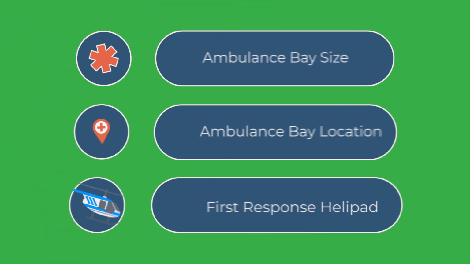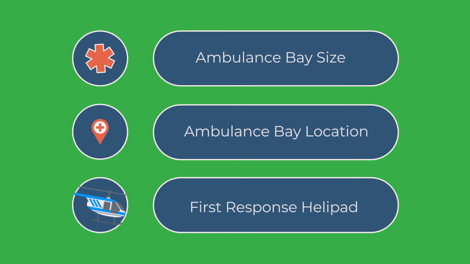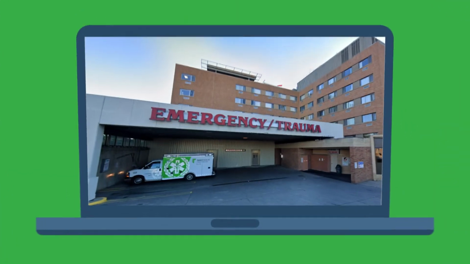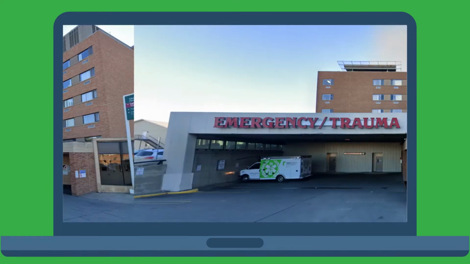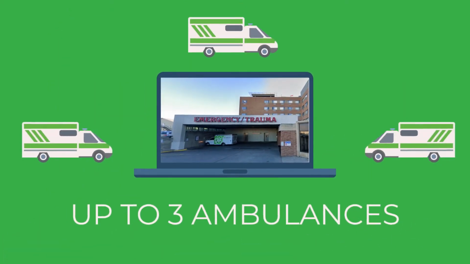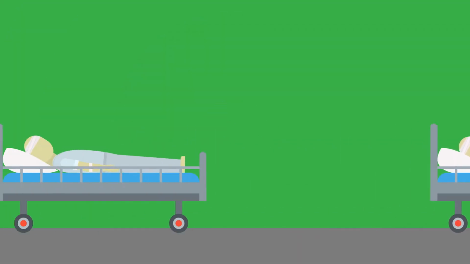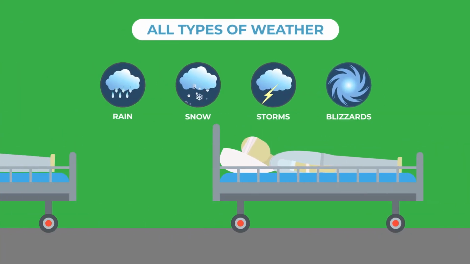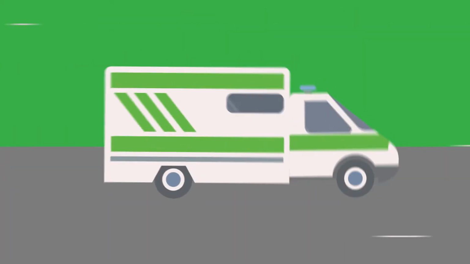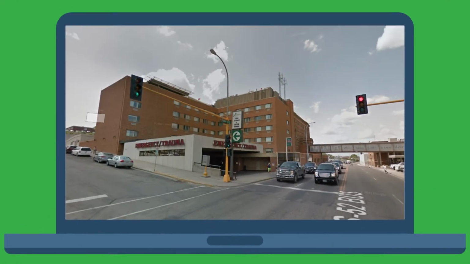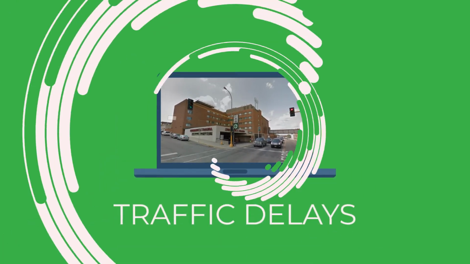We face some key challenges with our current ER facility at Trinity Health, starting with the location and size of its ambulance bay. The current bay can only hold up to 3 ambulances, and patients have to be shuffled in one at a time through all types of weather. The only route in or out of the facility is into a busy intersection, which leads to traffic delays.